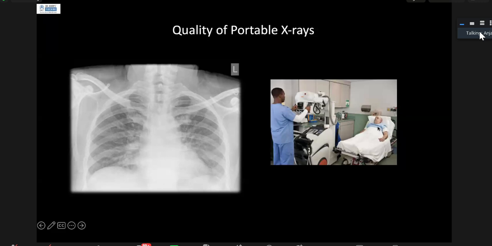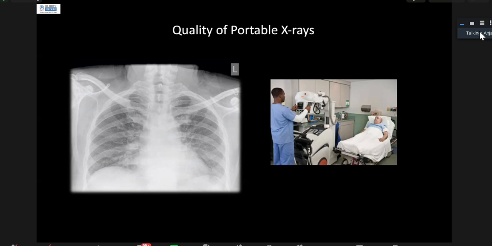He may not be able to take a deep inspiration. ITU patients most of the time will have some kind of issues, like he may have heart failure, he may have some lung infections. They may find it difficult to take a deep breath and hold it. And the other thing is the tube film distance, which we can achieve to be a standard 6 feet in the department. You cannot achieve it here. So all these factors result in a very suboptimal X-ray.